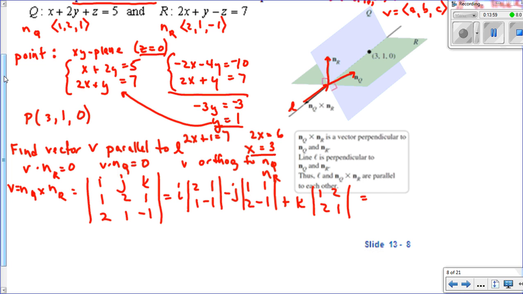That gives me negative 3i plus 3j minus 3k. So the vector that's parallel to the line L would be negative 3, 3, negative 3, or any multiple of that. So we could use negative 1, 1, negative 1.